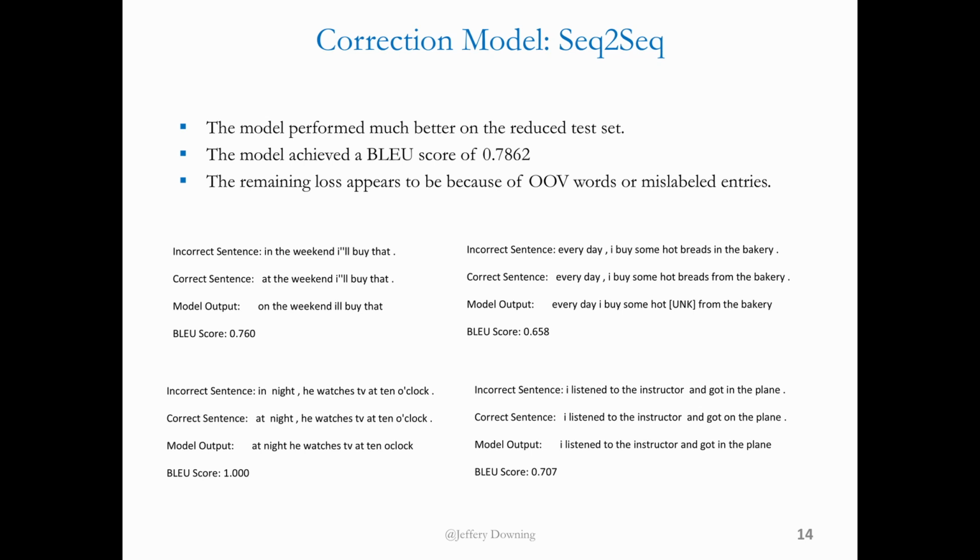The model achieved an overall BLEU score of 0.7862, and it appears that some of the loss was because of out of vocabulary words, as well as potentially mislabeled entries. We can see in the first sentence on the top left, the correct sentence says "at the weekend," but the model said "on the weekend," and I agree with the model. I think that is a better correction. For the sentence on the top right, that lost some score because "breads" was not in the vocabulary. On the bottom right, some score was lost because it said "got in the plane," and I think both "got in the plane" and "got on the plane" are grammatically correct, so the model just picked one of them.